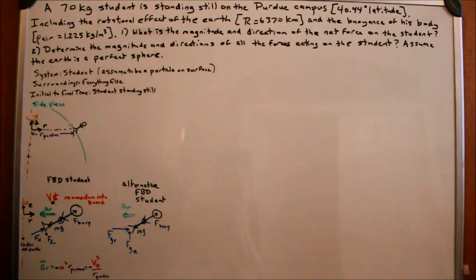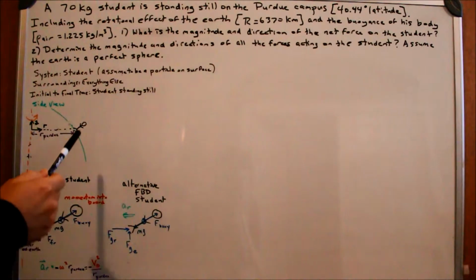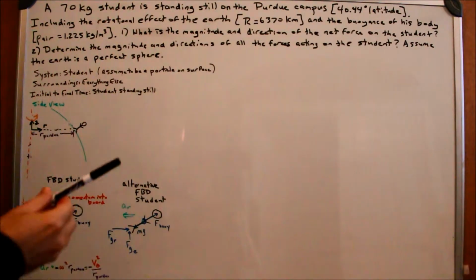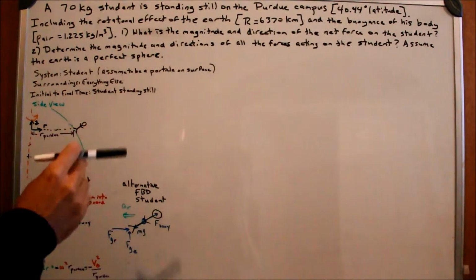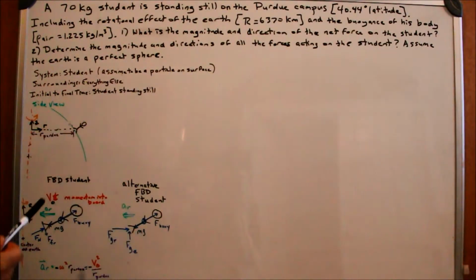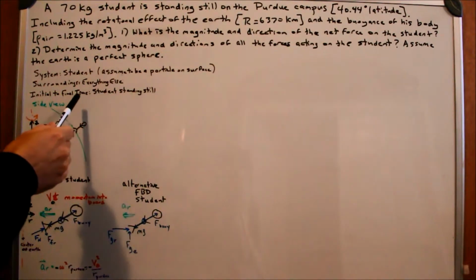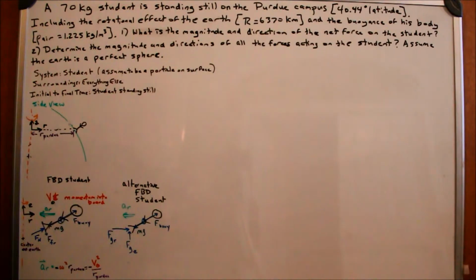Now, starting to solve the problem, first of all identify the system. We choose the student as our system, and we'll assume him to be a particle on the surface of the world, so we're not going to assume that any rotation he has about his center of mass is part of the issue. Surroundings, everything else, and then from initial to final time, we're going to assume that all the time the student is standing still.